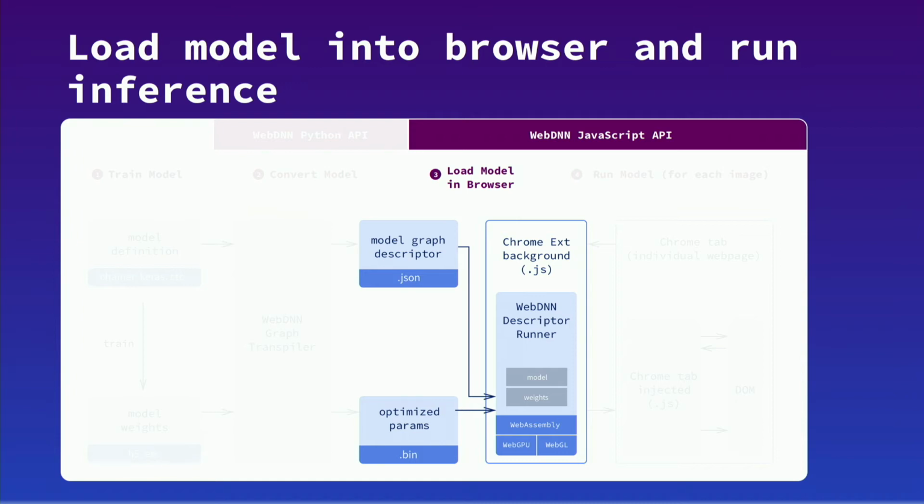So the second step is to load the model into the browser and actually run inference. And by that I mean passing in an image and outputting a caption. So this step uses the JavaScript API of WebDNN. It takes in the model defined in a JSON file along with the optimized weights. It loads the model into memory in the browser, and it uses one of several web APIs. So it could use WebAssembly, WebGL, WebGPU. Currently, WebGPU is only supported in Safari Technology Preview, but WebAssembly is supported in Chrome. So after the model's been loaded into the browser, it can then be run. So images can be passed into it, and then captions can be generated.